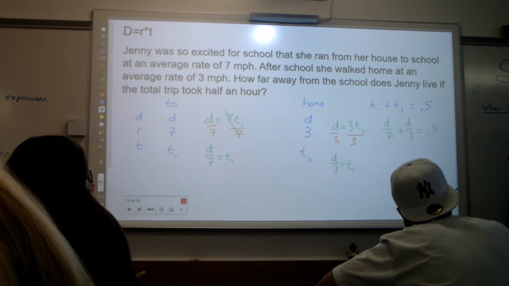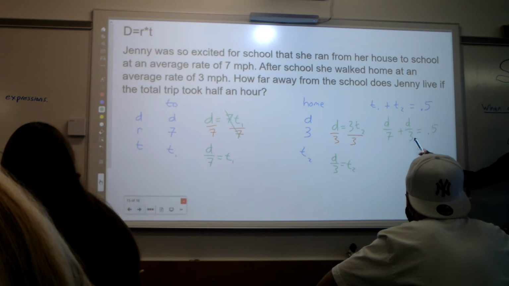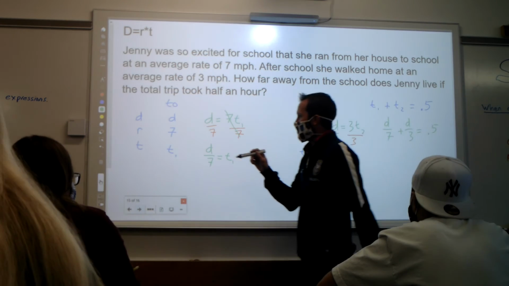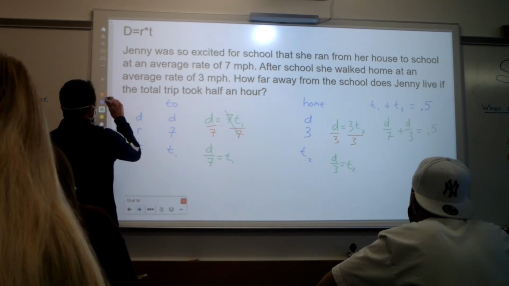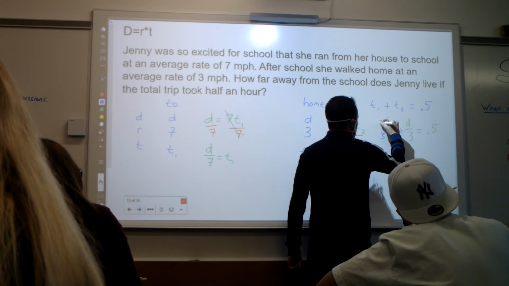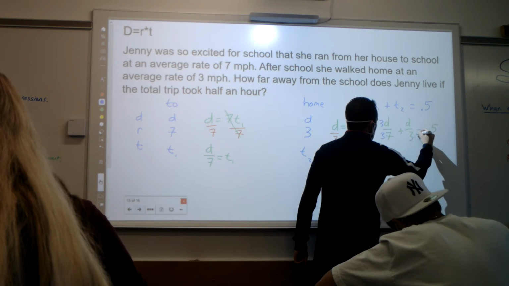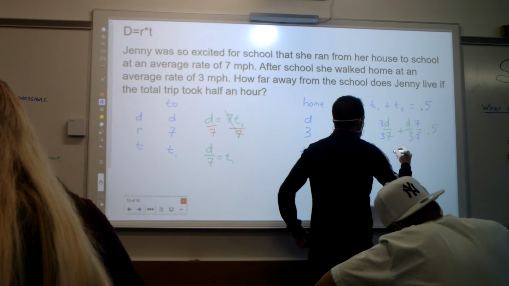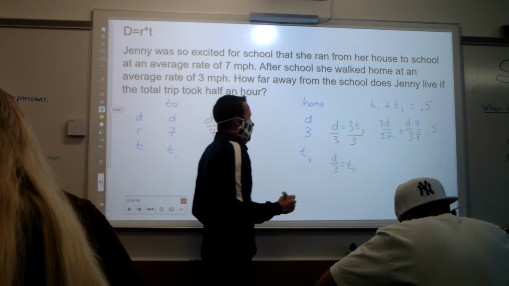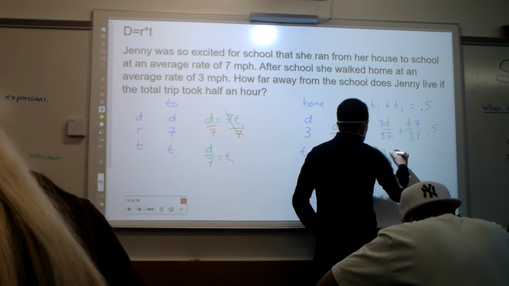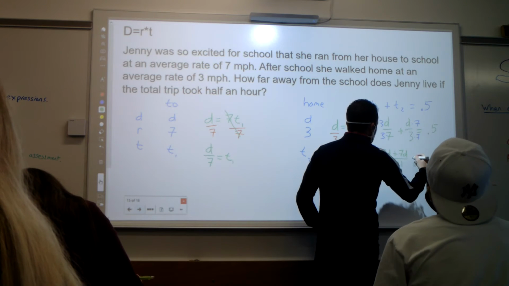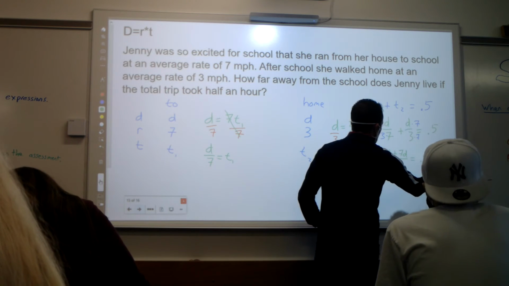Alright, can we add these together, guys? No, because what do they need? Common denominator. So what do I need to give the 7? What do I need to give the 3? So what I have here, I'm going to keep going here. If we take 3d over 21 plus 7d over 21, that needs to equal 0.5.